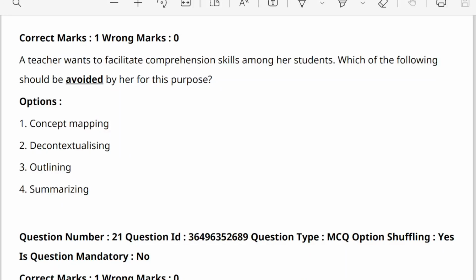So the correct answer would be decontextualizing, which means whatever explanation is given is not in the context of what the child actually feels. So if a child is from a village and you're trying to explain concepts which are city based, you're talking about flyovers or skyscrapers, but the child may not have seen them, what you are doing is decontextualizing knowledge for her. All the other three, that is concept mapping, outlining, and summarizing, do facilitate comprehension skills, and the teacher should therefore avoid decontextualizing if she wants to facilitate comprehension among the students.